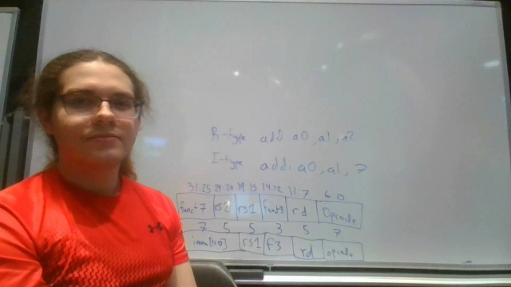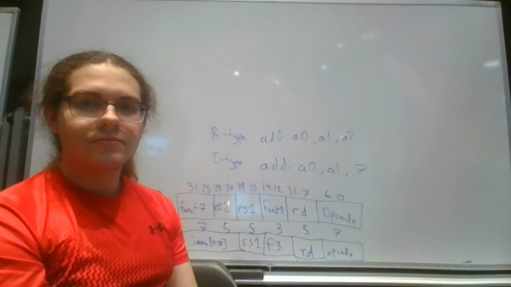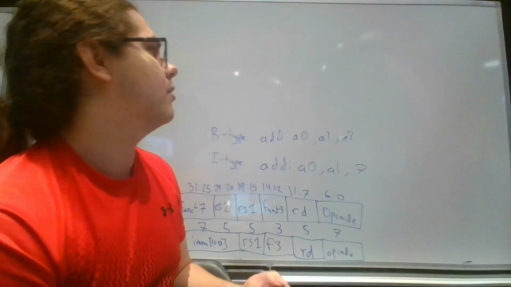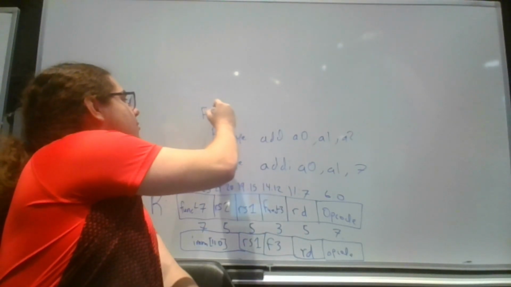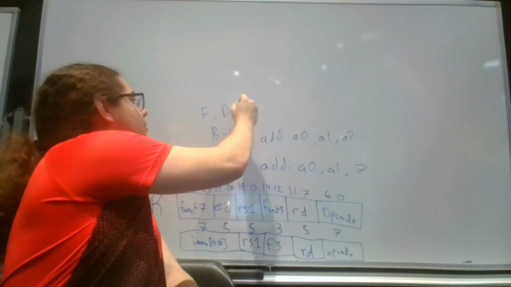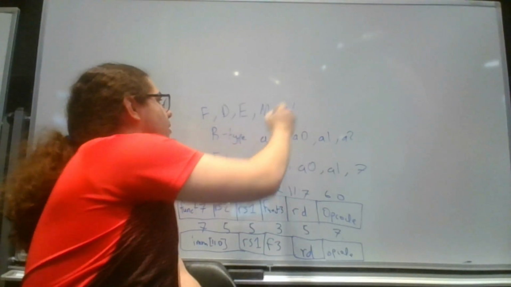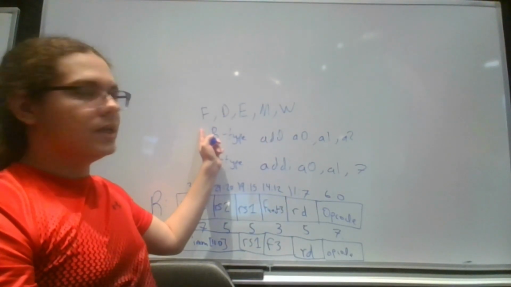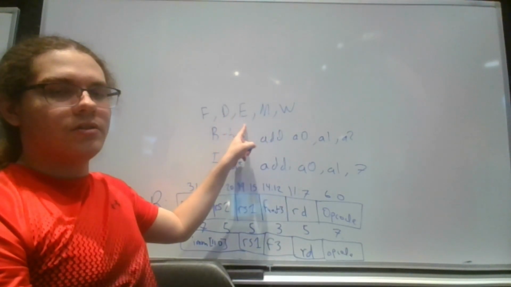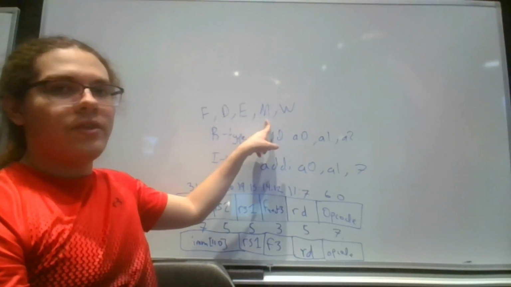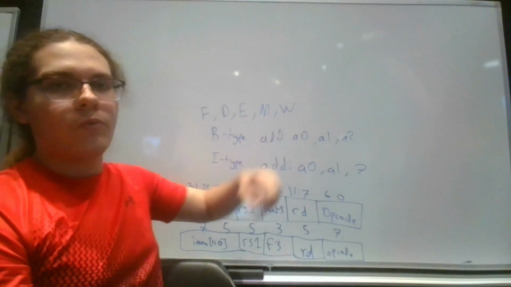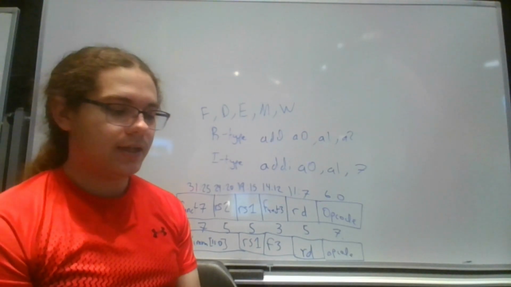Could you go over the stages again? Sorry, I was able to catch fetch, decode, execute, memory, and there were like two others. So you have the fetch stage, the decode stage, the execute stage, the memory stage, and then the write back stage, or the write stage.